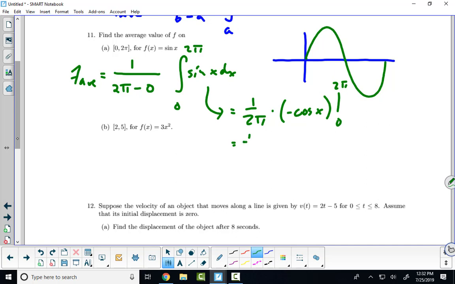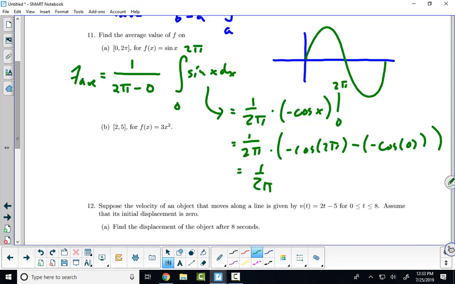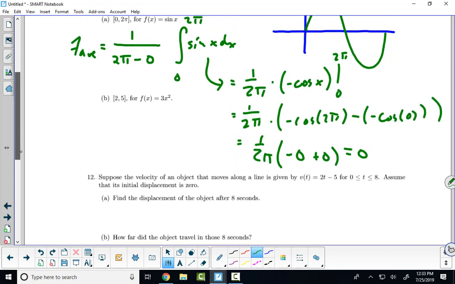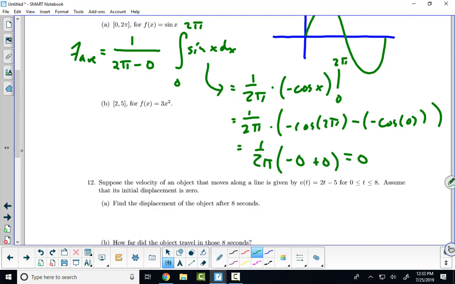But that's equal to 1 over 2 pi times minus the cosine of 2 pi minus the cosine of 0. Which gives us 1 over 2 pi times minus 1 plus 1, which regardless gives us 0, which is the average value of the sine curve. Okay? That wasn't a very exciting result, but I'm going to stop there. That's how you compute the average value of a function.